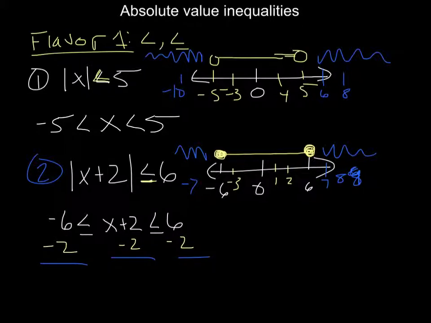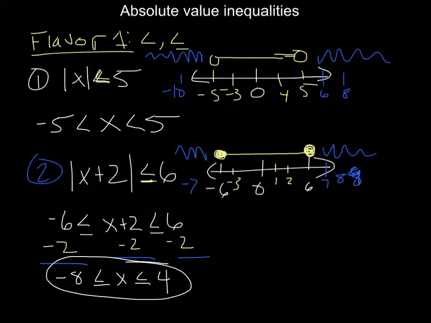And if I do all that, I should end up with negative 8 less than or equal to x less than or equal to 4. And there's the algebra of my answer. And understand what that's saying. That's saying if I took any number between negative 8 and 4, and let me just pick one, so something between negative 8 and 4, okay, negative 2.